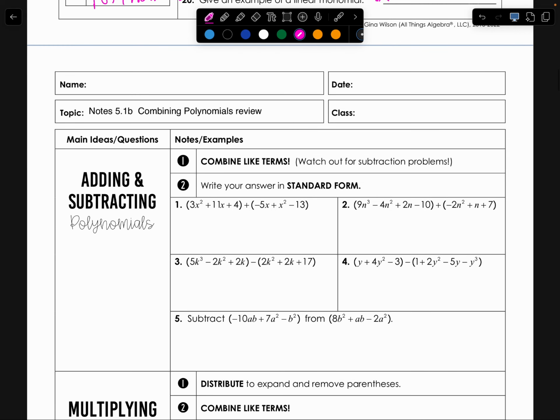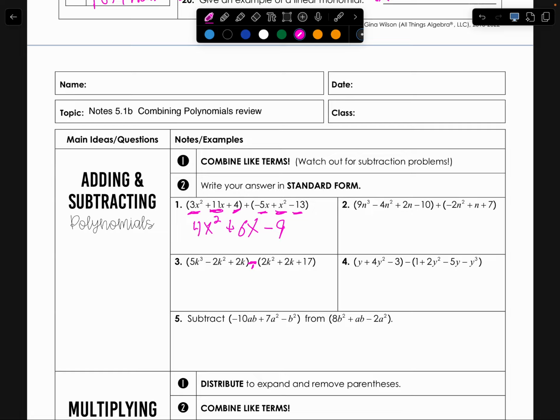Adding and subtracting polynomials. If you want to add them, you just add them together. So 3x squared plus 1x squared is 4x squared. 11x's minus 5x's is 6x's. A 4 can go with the negative 13 to get negative 9. If it's a minus, you have to change the sign of all the second ones.